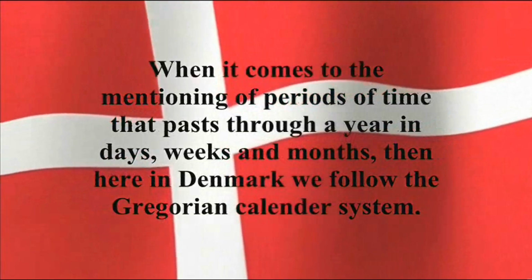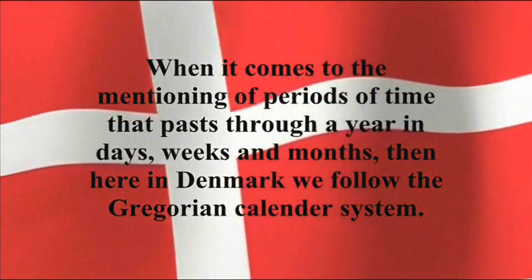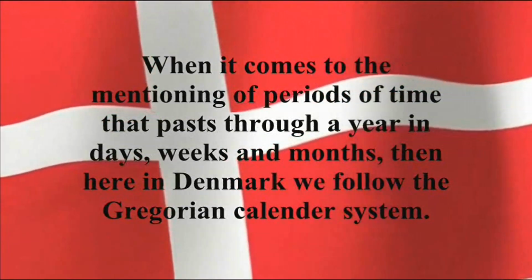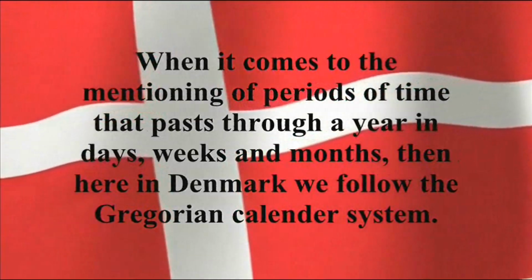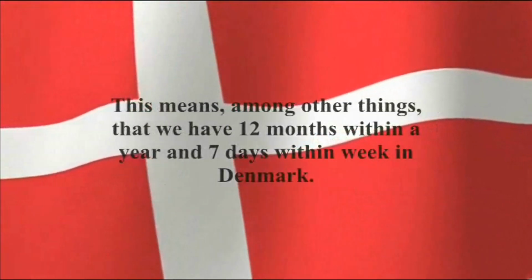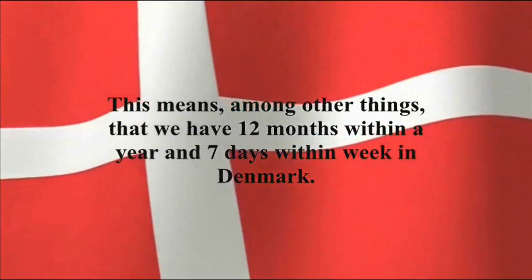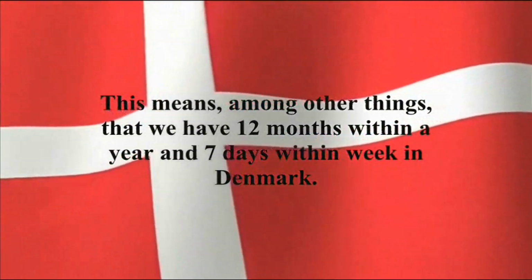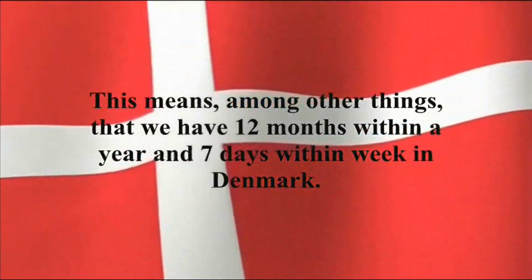When it comes to the mentioning of periods of time that pass through a year in days, weeks and months, here in Denmark we follow the Gregorian calendar system. This means, among other things, that we have 12 months within a year and 7 days within a week in Denmark.